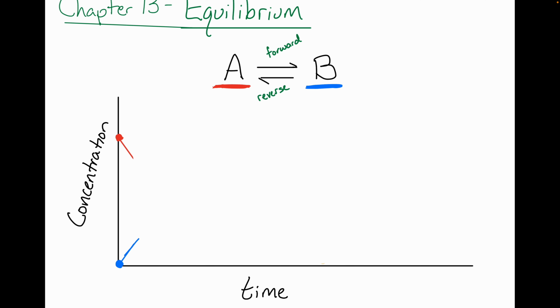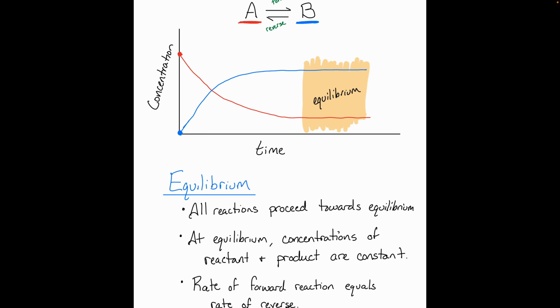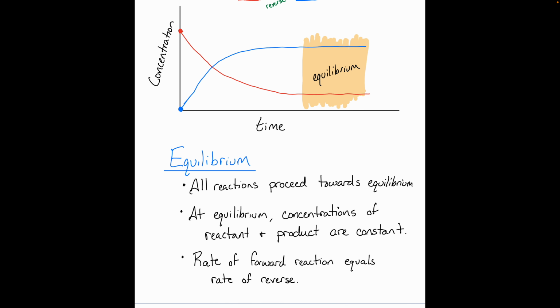We start our reaction with only A in our flask and none of that product B. And then as this reaction progresses, the concentration of reactant decreases and the concentration of product increases. This is going to occur until they reach this point in time where the concentration of both reactant and product are no longer changing anymore. This region right here is what we call the equilibrium of this reaction. Importantly, all reactions proceed towards their equilibrium. And at equilibrium, as this graph illustrates, the concentrations of reactants and products are constant.